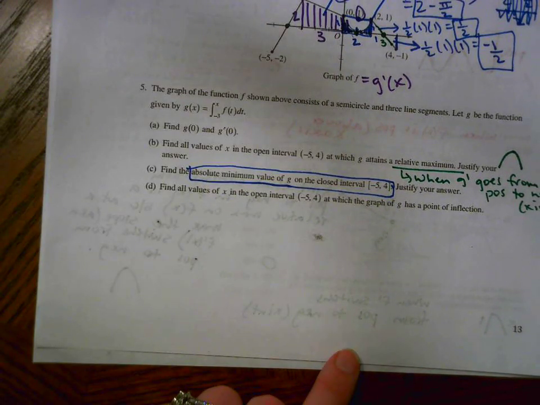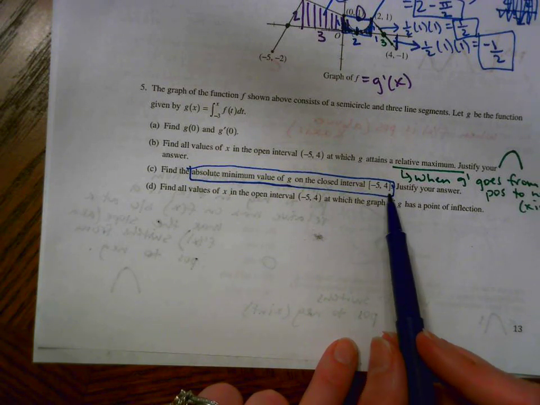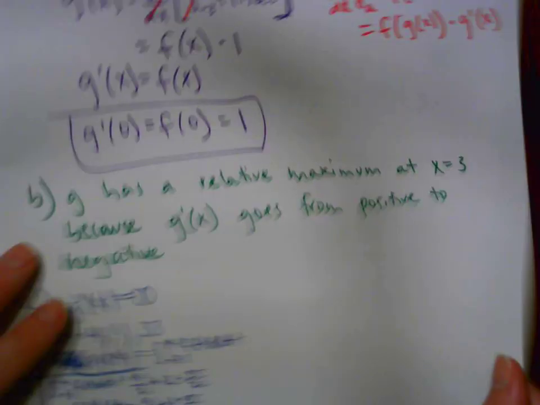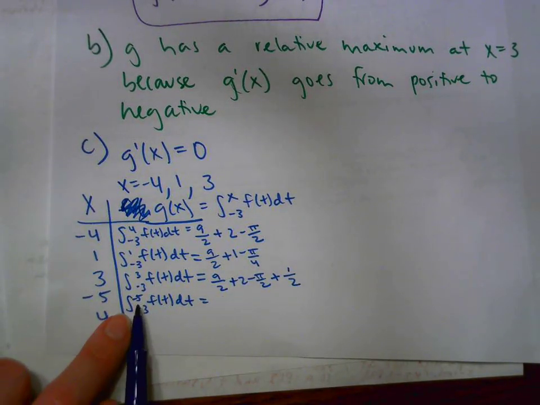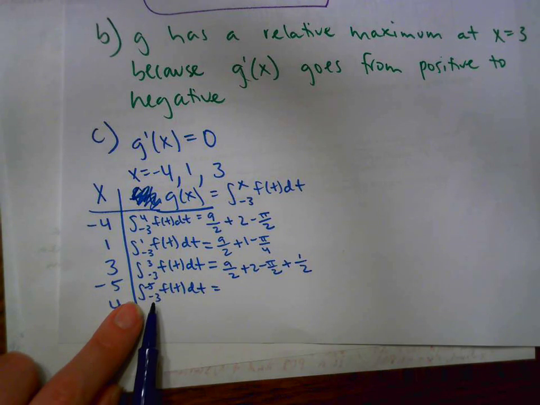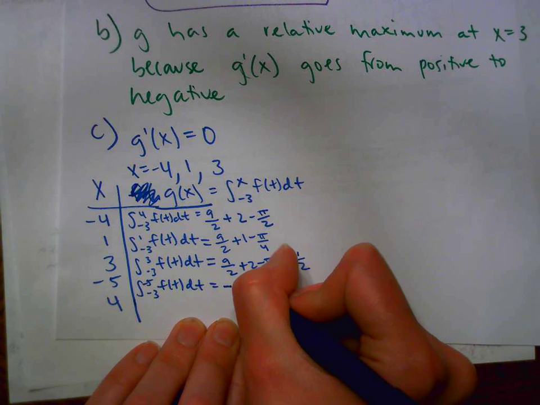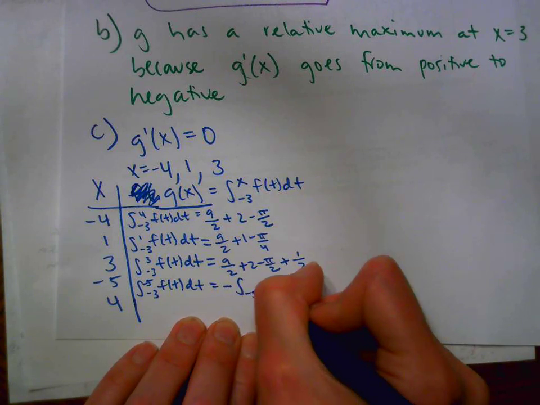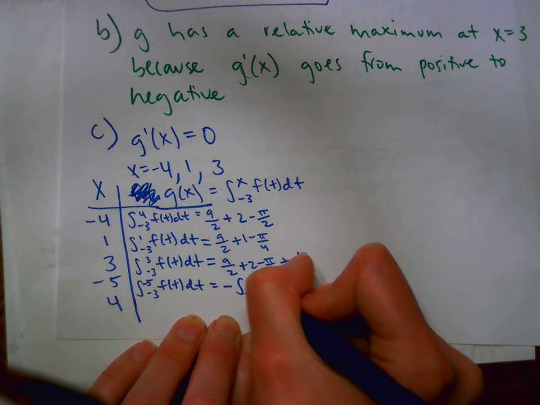What do we know about? Oh, it's negative 5. Okay, I was confused. I'm struggling over here. Negative 5. Which, if you notice now, our a is bigger than our b. So we need to flip it and negate it. So it's equal to the negative integral from negative 5 to negative 3 of f of t dt.